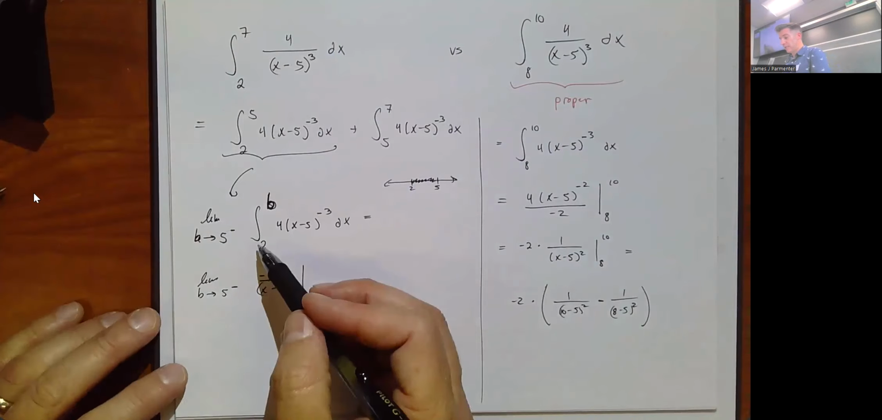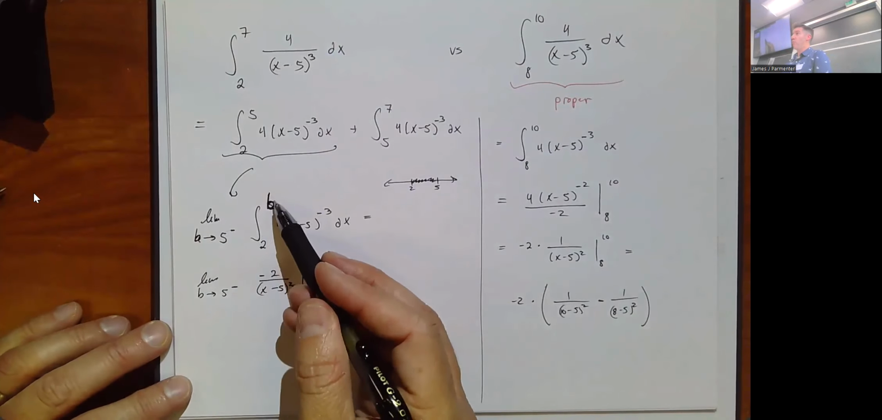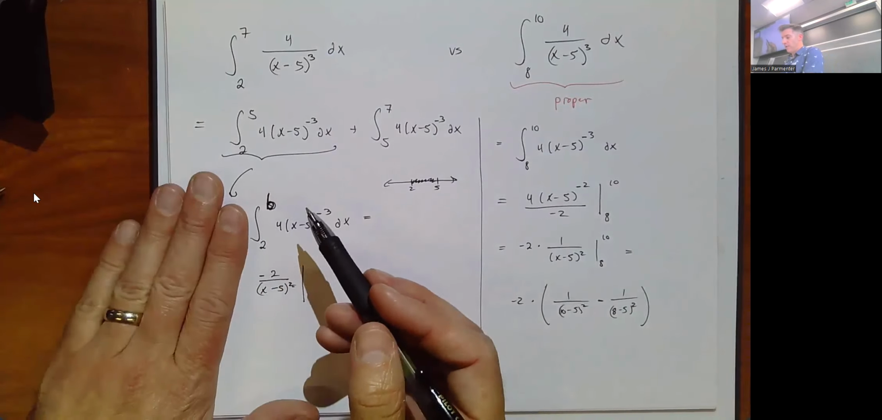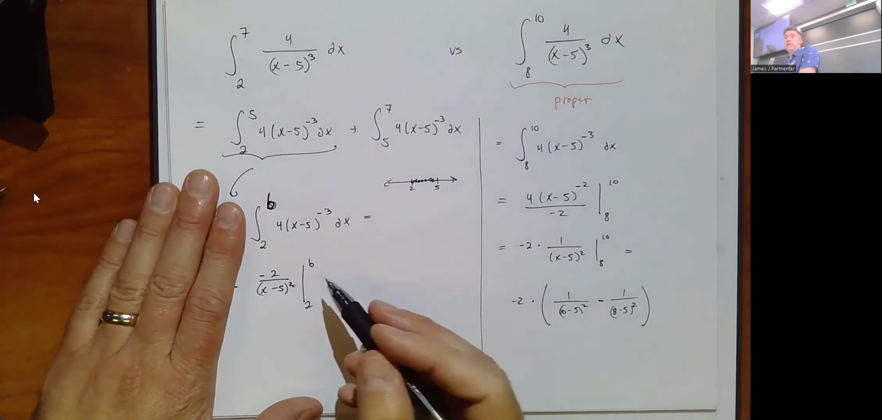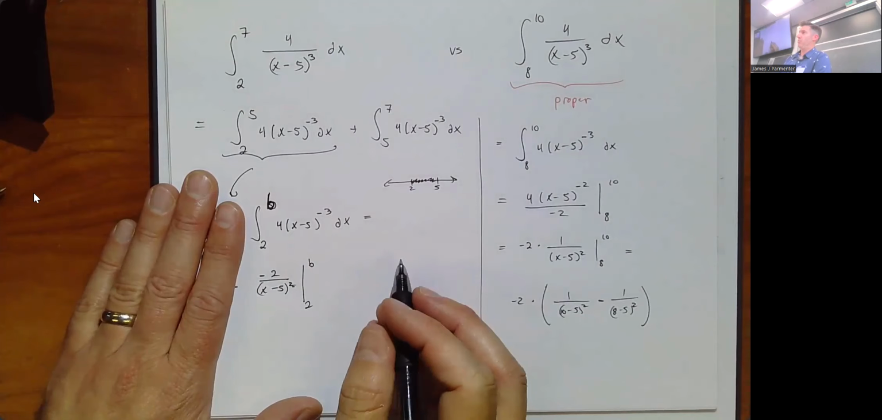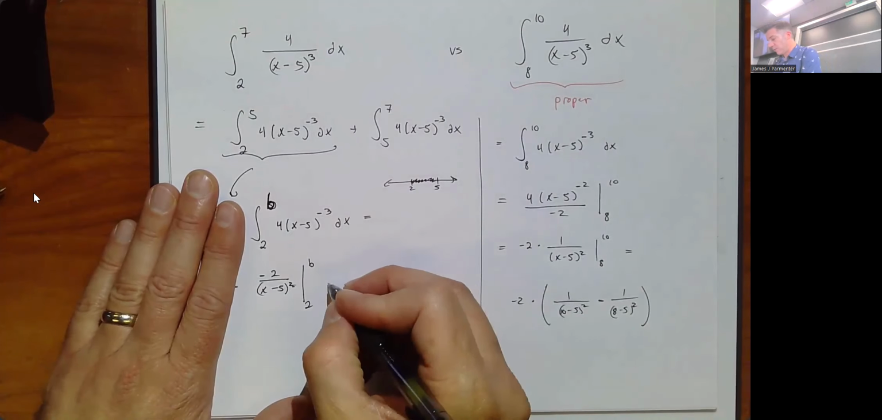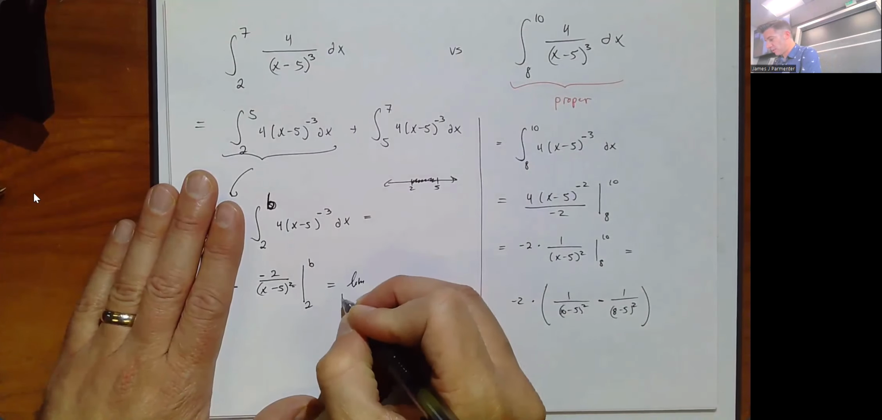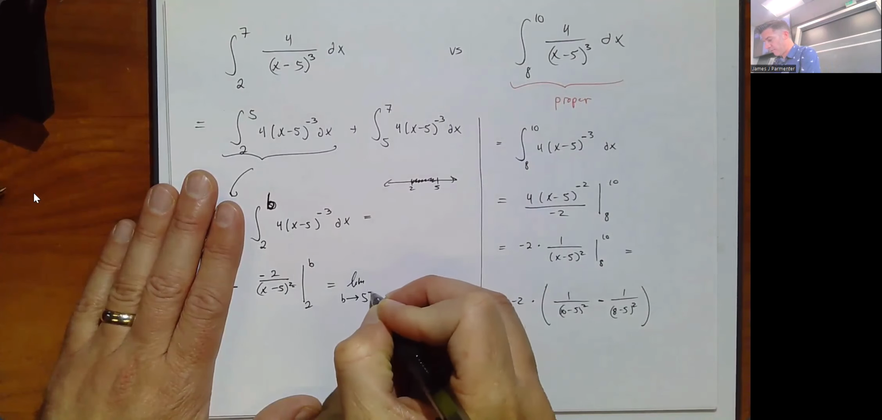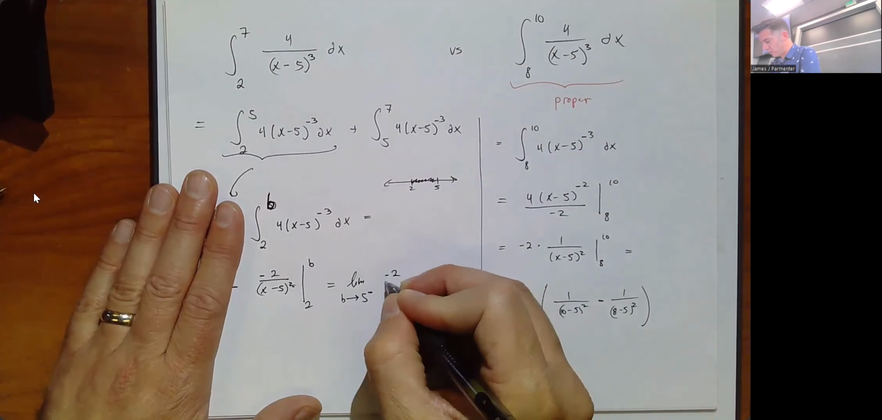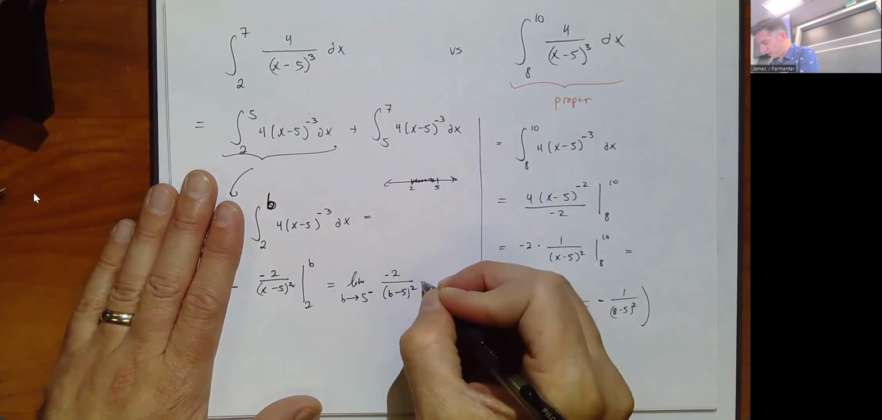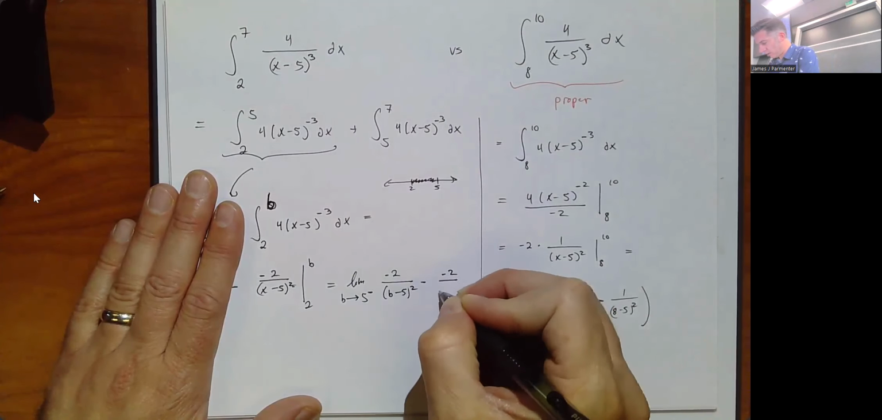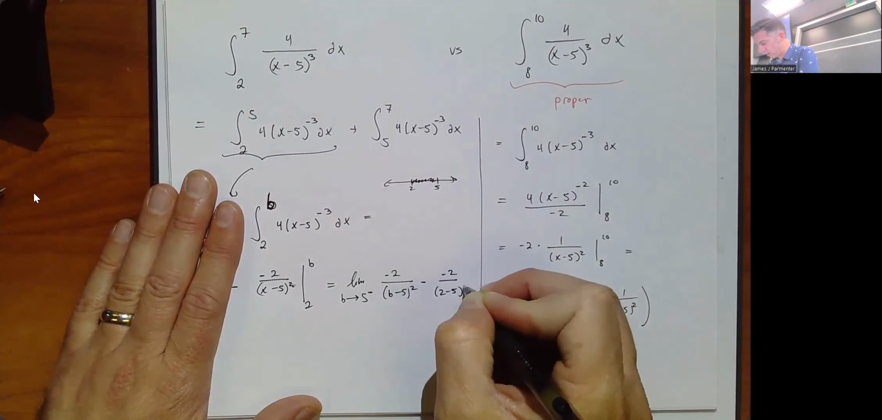Because I'm replacing the 5 with B because 5 is a problem. And I'm saying, I can do the integral just fine. It's totally fine to plug in B because B isn't 5. It's approaching 5, but it's not 5. So then I can rewrite this as the limit as B approaches 5 from the left of negative 2 over (B minus 5) squared minus negative 2 over (2 minus 5) squared.